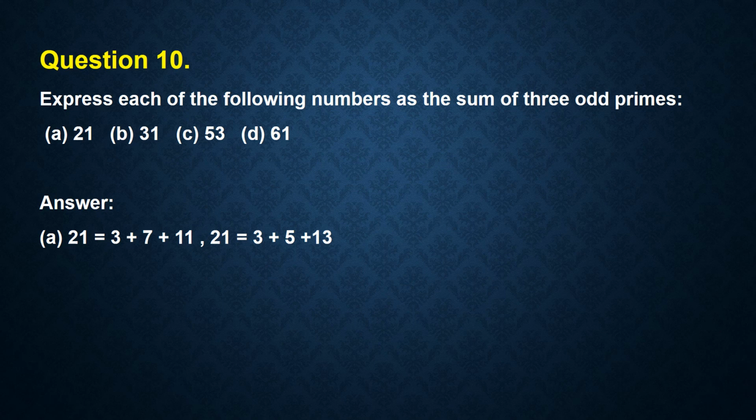So, 18 can be written as 7 plus 11 and 5 plus 13. 7 and 11 are both odd primes. 5 and 13 are again odd primes. So, 21 can be expressed in two ways. One is 3 plus 7 plus 11. And another way is 3 plus 5 plus 13. Similarly, you can try the next three parts.